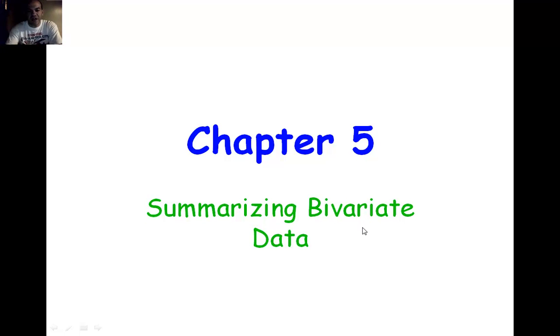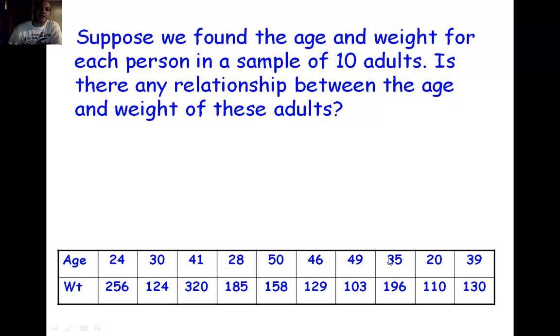So this is chapter 5, summarizing bivariate data, which means two variables. So let's start with an example. Suppose we found an age and weight for each person in the sample of 10 adults. Is there any relationship between the age and weight of these adults? For example, a 24-year-old in the sample weighed 256 pounds, a 30-year-old 124 pounds, and a 41-year-old, and so on.